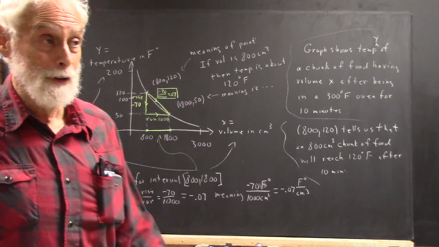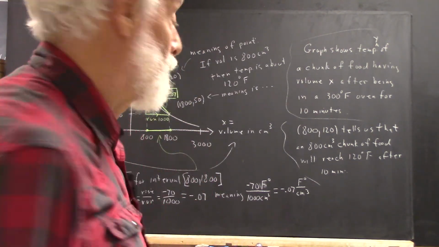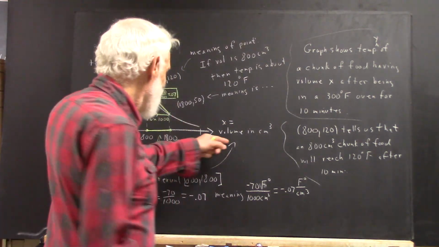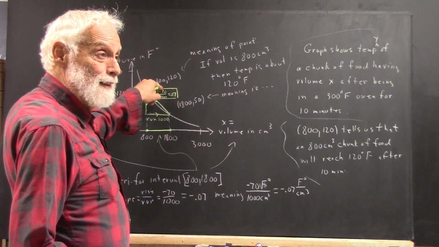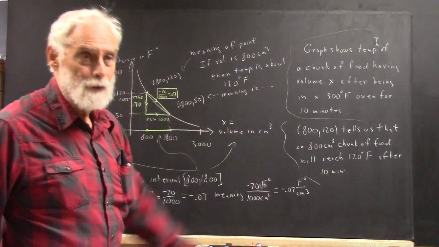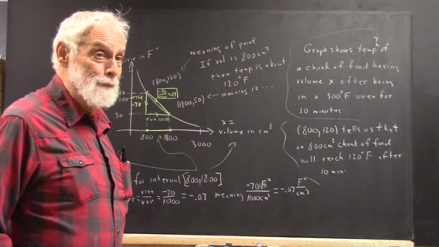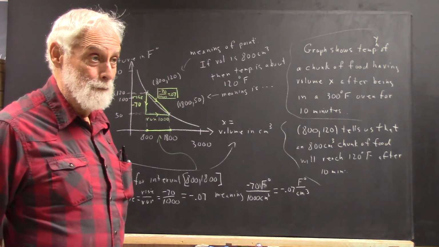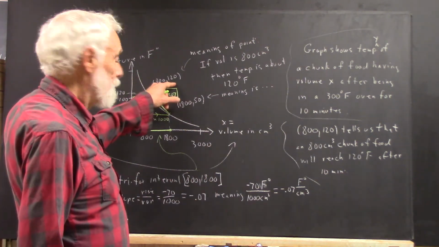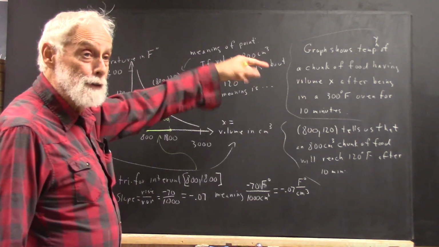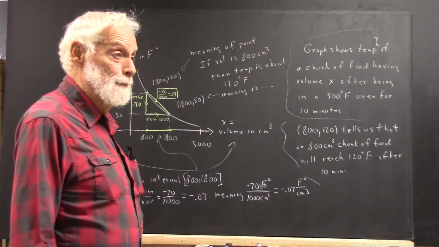It tells us something, right? It's not hard to see what it tells us if you think about what X means and what Y means. X is 800. What does X mean? It's the volume of the chunk of food in cubic centimeters, so it's 800 cubic centimeters. And that's 120, your Y coordinate. Y is your temperature in Fahrenheit degrees. So it's 120 Fahrenheit degrees.